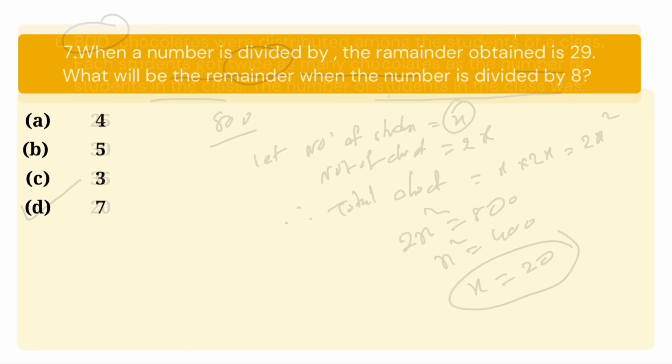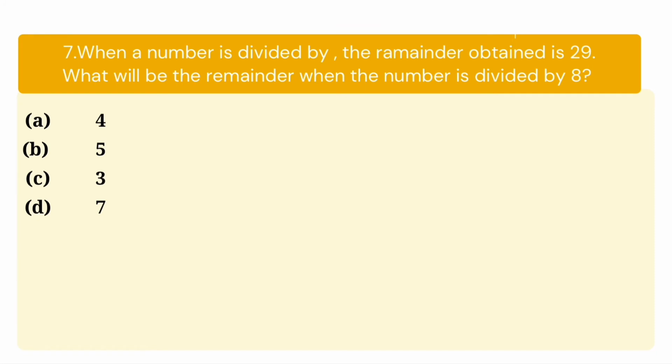Okay, fine. The question: when a number is divided by 56 here, the remainder obtained is 29. What will be the remainder when the number is divided by 8? Okay, fine.